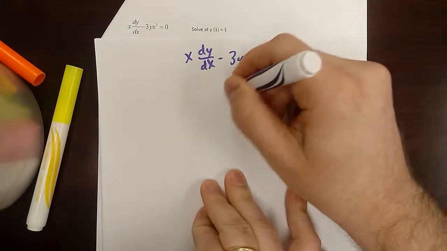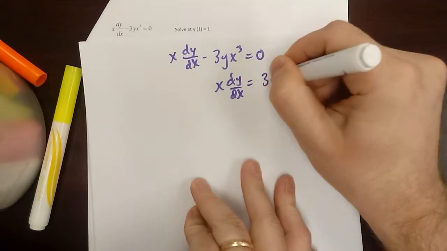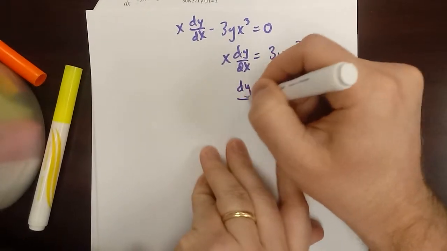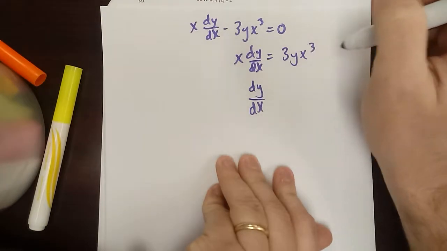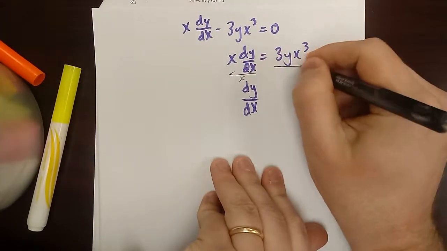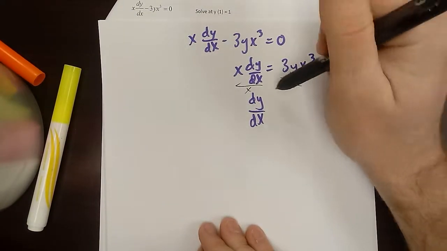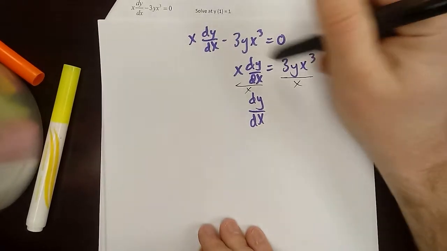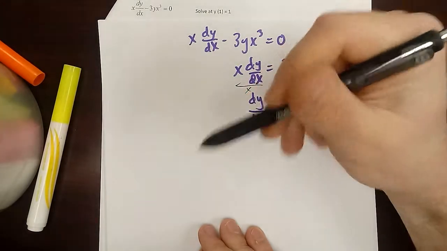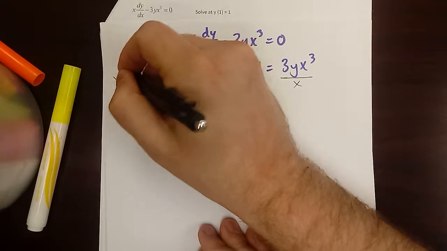So I'll add the 3yx cubed to both sides. And then I'm going to divide both sides by x. Now, doing that, dividing both sides by x, there's a side note here that I want to mention. There's an algebraic side note. By dividing both sides by x, we are saying x can never be 0. Because if x is 0, this breaks. Dividing both sides by x here, we're dividing both sides by 0. We have just broken everything. So x, you can't be 0.